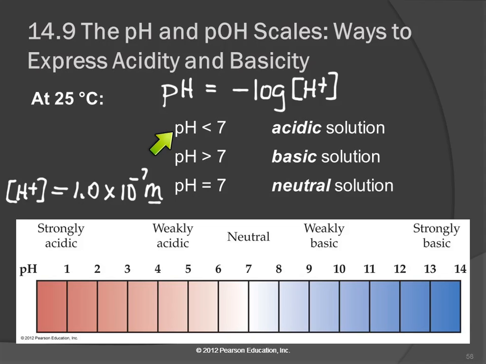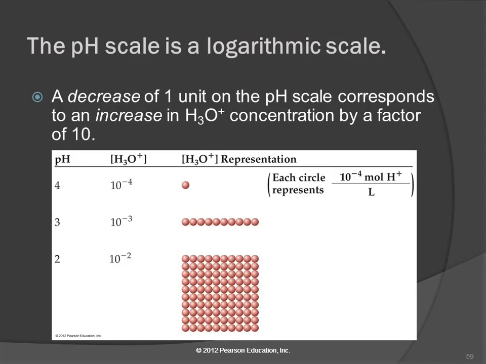So you should know that pH under 7 is considered acidic. This divides it into weakly acidic and strongly acidic. You can say that. I just want you to know that below 7 is acidic, above 7 is basic. So it's a logarithmic scale, and let's look at how that works. Here, if we have a hydronium ion concentration of 10 to the minus 4 molar, we'll represent that as a dot. So each of these circles is representing 10 to the minus 4 moles per liter hydrogen ion.